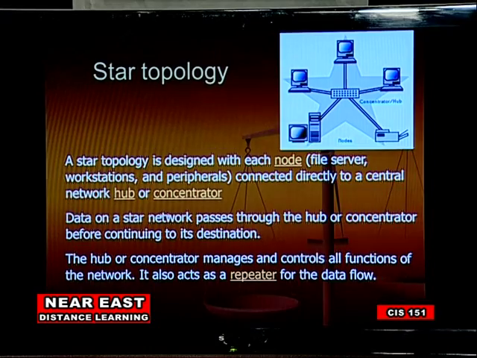Data in a star network passes through the hub or connector before continuing to its destination. The hub or connector manages and controls all the functions of the network, and it's also a repeater for data flow. So we can send from here to all of them, or we can send from here to all of them. So this is what we call data flow.